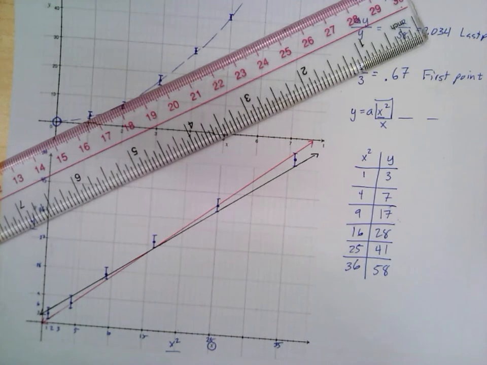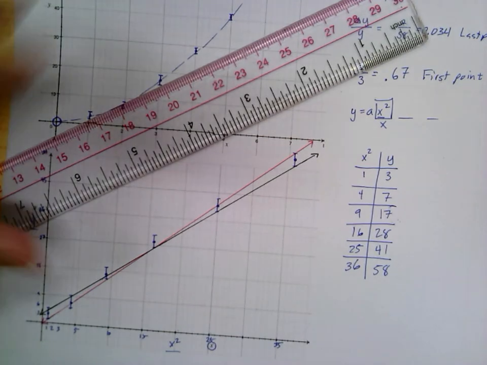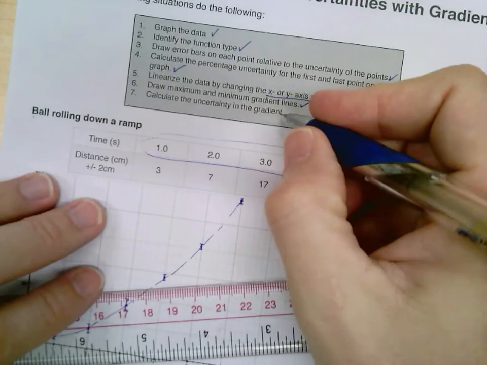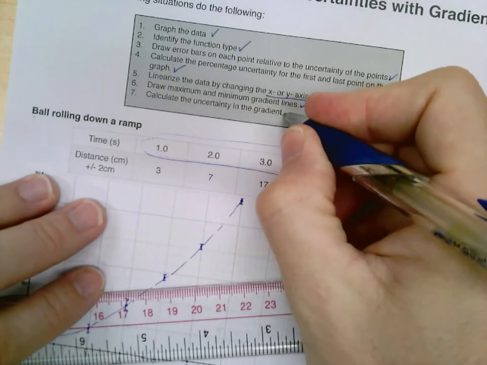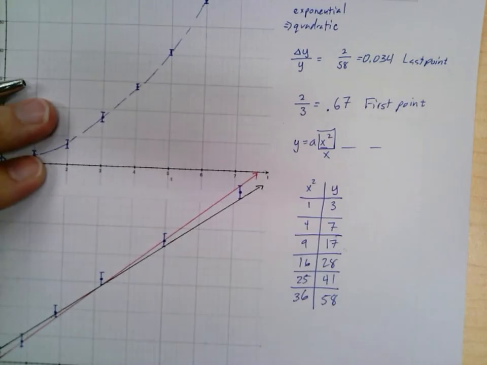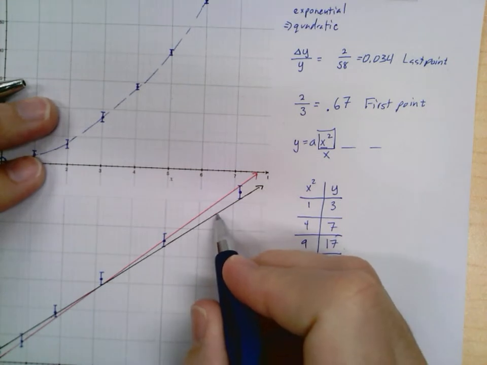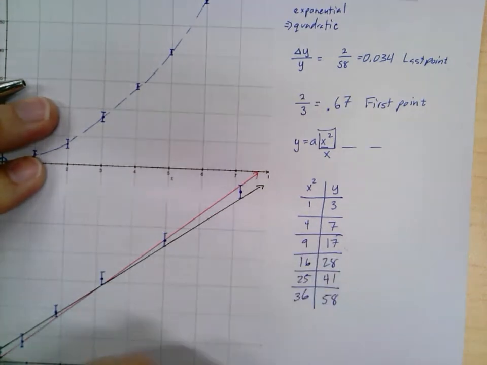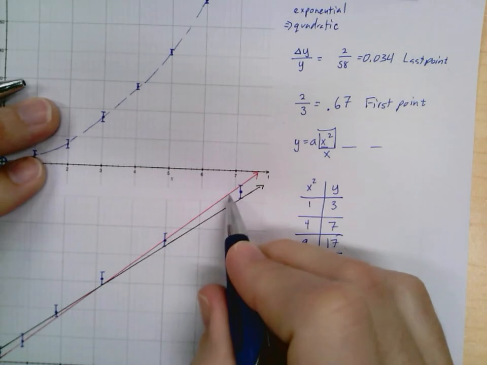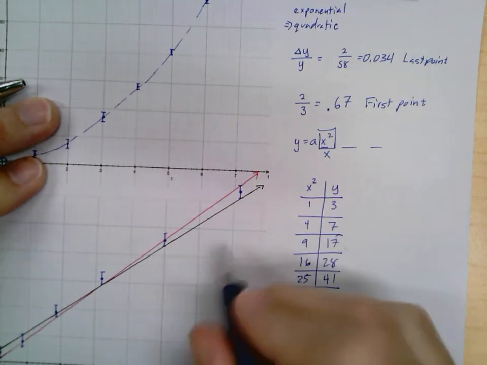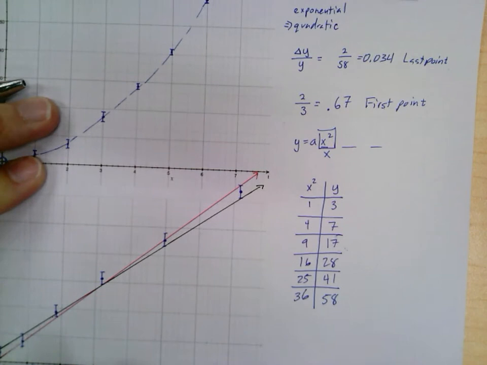Okay, now the last thing that the worksheet wants me to do is to calculate the uncertainty in the gradient. So that's our final step. So we're going to go back to this now. To find the uncertainty, what we're going to do is find our maximum slope, find our minimum slope, and then average them to find the middle slope or the average slope, and we'll find out how much those slopes deviate from our average. Okay? So here we go.